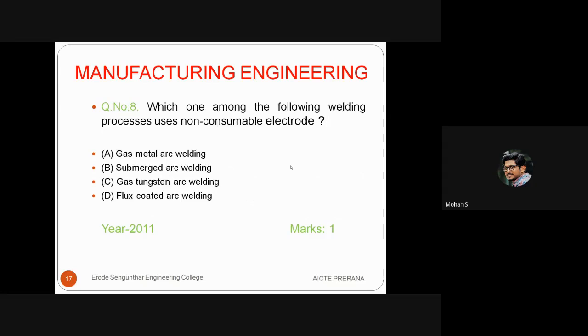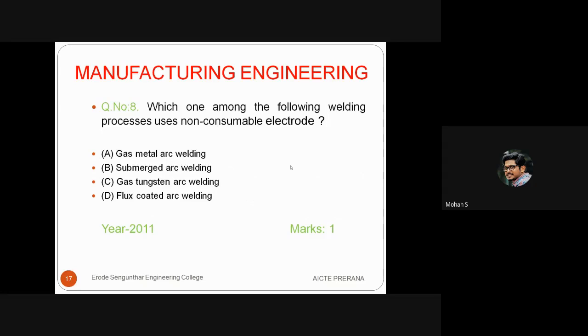The next thing is gas tungsten arc welding. Let us move on to the next option. After completing option D, we will come to option C. Flux coated arc welding clearly indicates that they are using a consumable electrode. So that won't be the right answer. Let us move on to option C now.